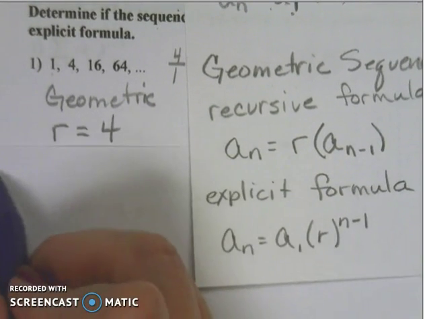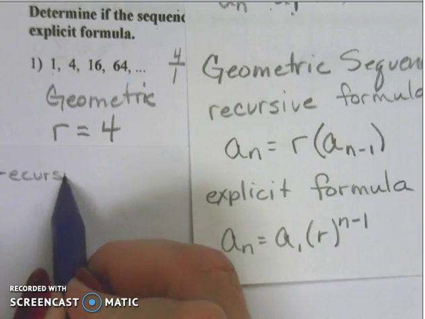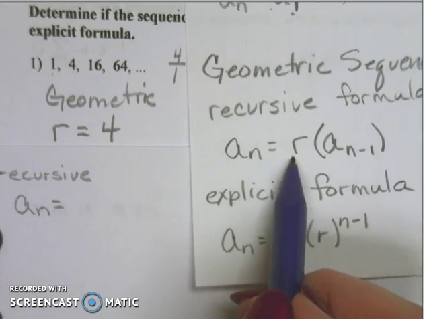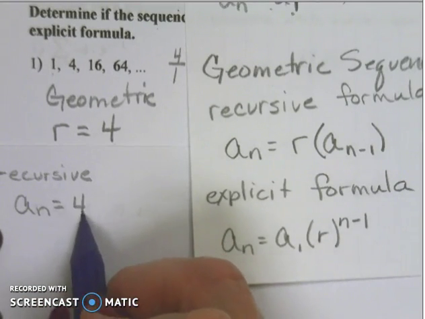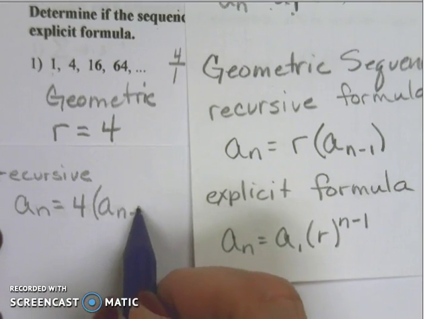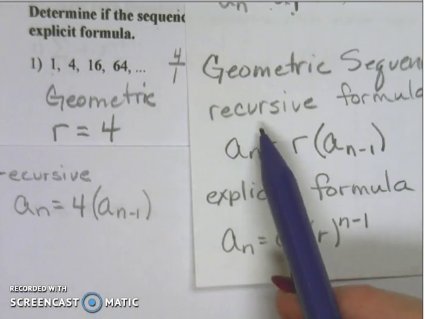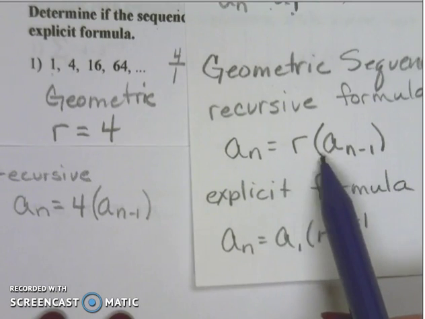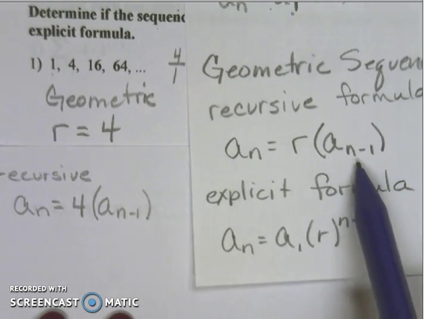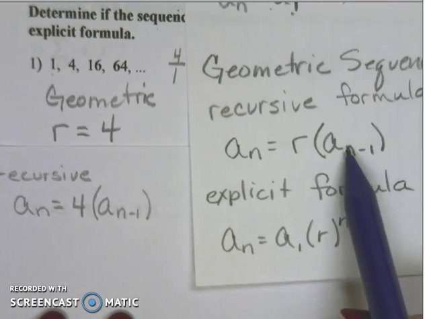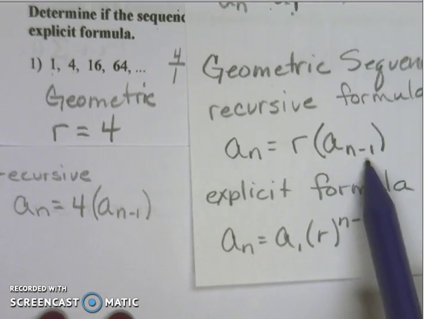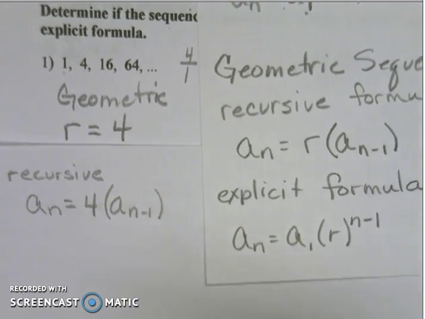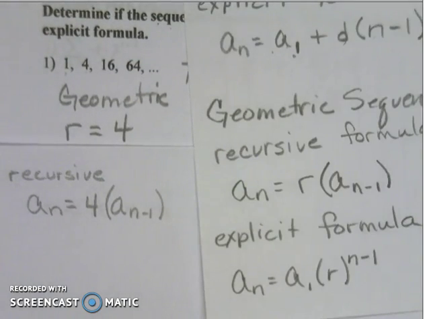Okay, so for the recursive formula, I'm going to take a sub n is equal to my r. Well, my r in this problem is 4 times the quantity a sub n minus 1. Every time you write a recursive formula, you will have a sub n equals something and the a sub n minus 1. Those are subscripts. They are written small and lower. Okay, so there's my recursive formula for this problem. That's all I have to do.